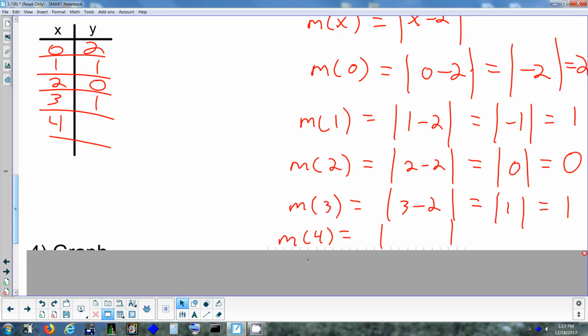What am I going to put inside the bars? 4 minus 4. 4 minus 2. What's 4 minus 2? 2. Oh my goodness, I see it. What's the absolute value of 2? 2. It goes 2, 1, 0, 2. So that's the pattern every time.